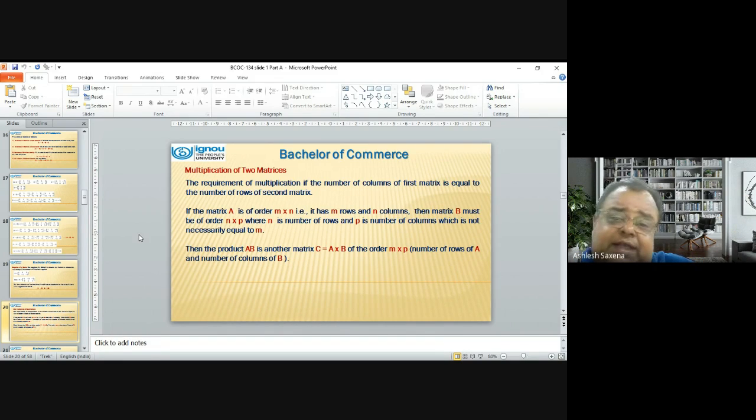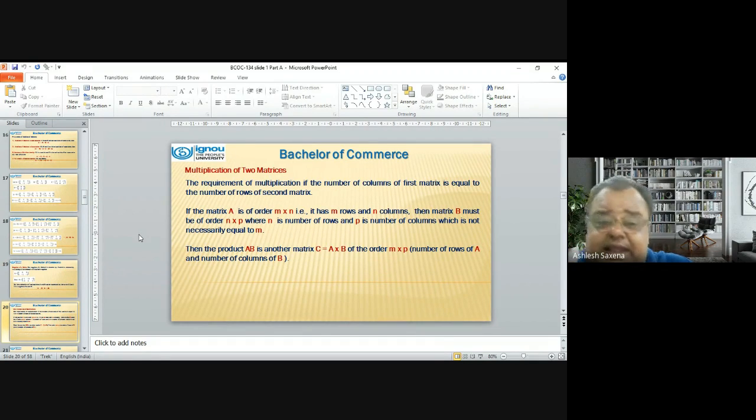If the matrix A is of order m into n, that means it has m rows and n columns, then matrix B must have an order of n cross p, where n is the number of rows and p is the number of columns, which is not necessarily equal to m.